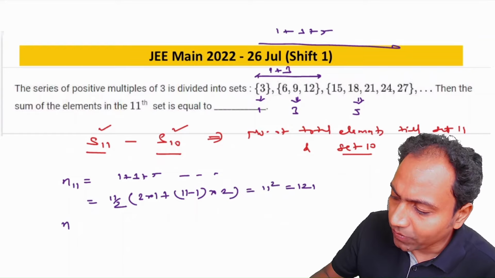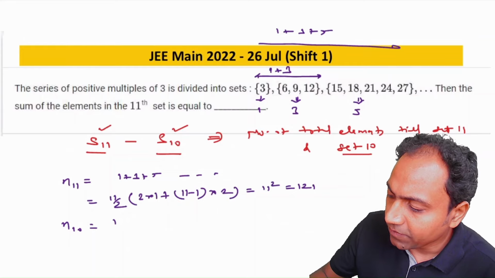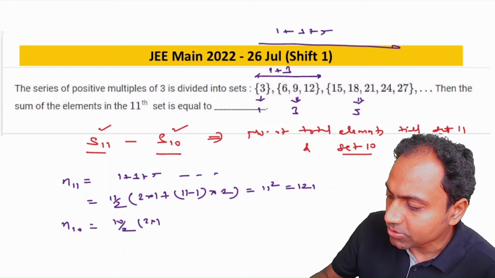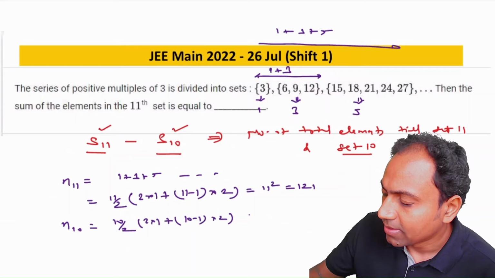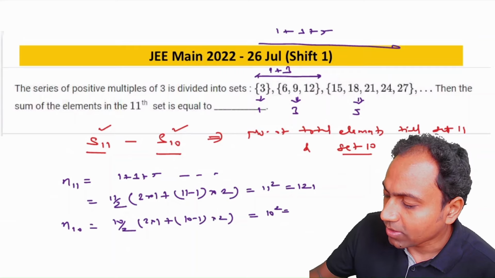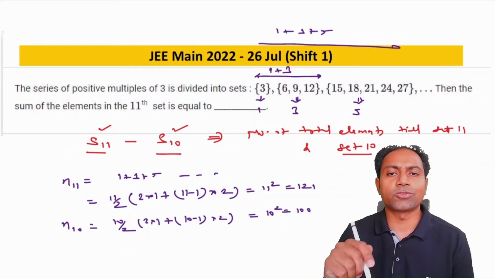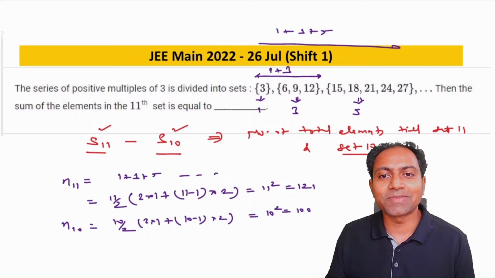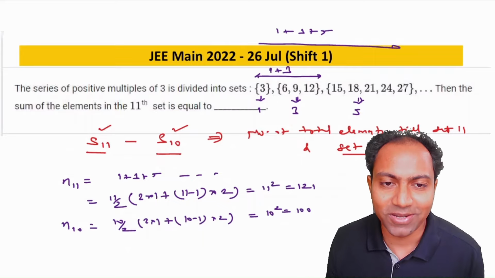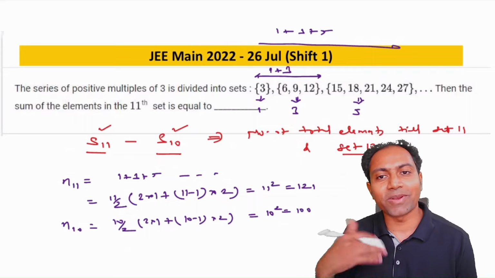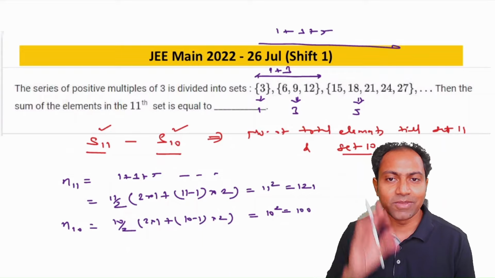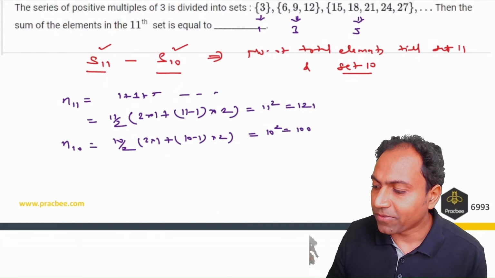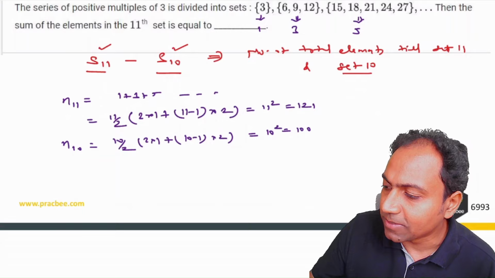Similarly, if you want to find n10, it will be 10 by 2 into twice of A plus (10 minus 1) into D, that is nothing but 10 square, or 100. Now this is the result also: if you find the sum of consecutive odd terms till n, it is always equal to n square for n terms. So that result, if you remember, you can directly use it and then the solution will become even shorter. So if I have figured this out, now S11 becomes a simple job to find.